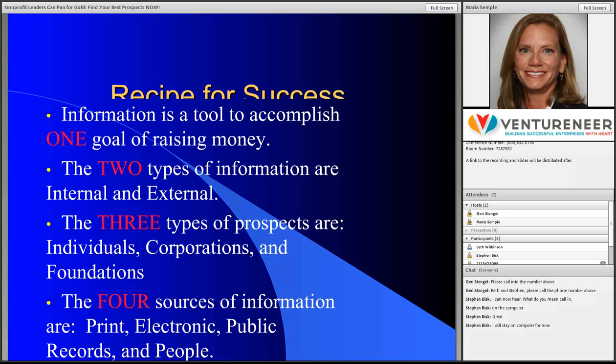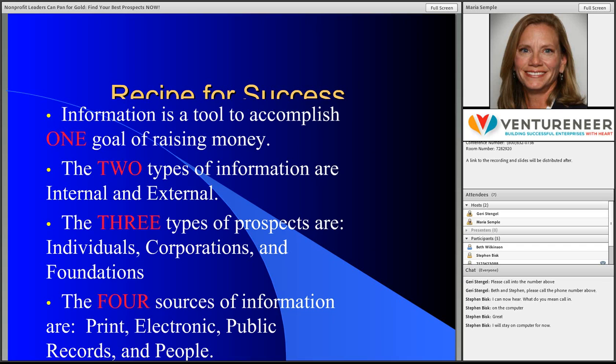We have electronic, so those would be those fee-based and free resources that we'll talk about today. Public records, and people, going back to the people internally. Let's focus on public records for a moment. It's important to note, I think, at this point, that everything a prospect researcher has available to them in preparing a profile on an individual is available in the public domain. And that's a very important point.